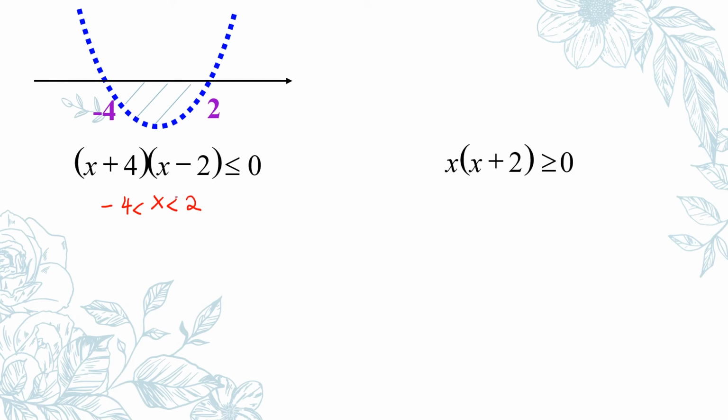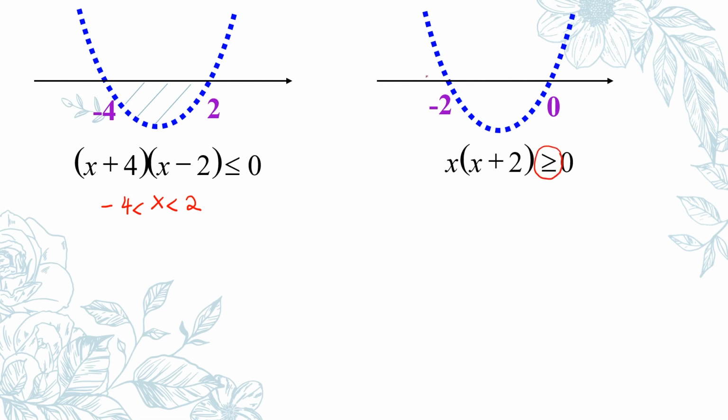And then we can write it as x is in between negative 4 and 2. Okay, let's look at the second part here. When we factor out, we get x equals 0 and x equals negative 2. And again, the coefficient of x squared here is 1, which is positive, so it's a smile graph. And because y is greater than 0, we are shading the upper part here. So we can write it as x is less than or equal to negative 2, because we are following the notation here, or x is greater than or equal to 0.